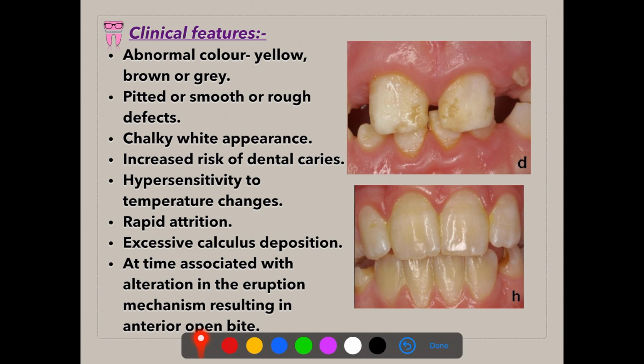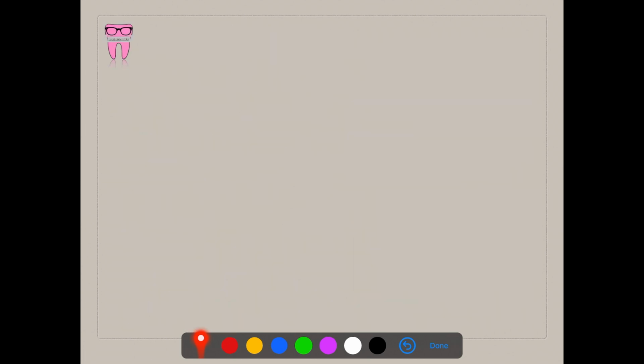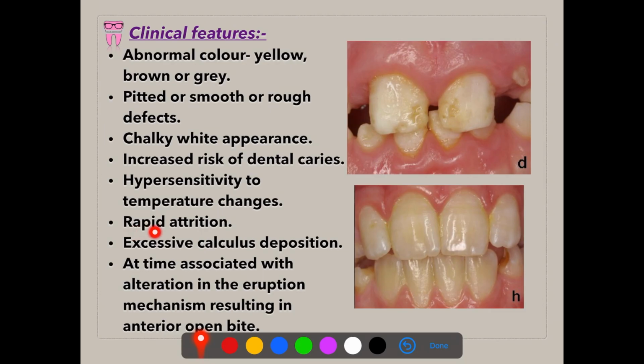There is an increased risk of dental caries. Of course, enamel is resistant to dental caries, and if there are defects in enamel, then teeth are more prone to dental caries. Hypersensitivity: as the enamel is not as hard as normal enamel, it tends to wear off. Hence, the teeth expose dentin and are hypersensitive. Rapid attrition, because the teeth are very brittle. Lack of calcification and lack of mineralization makes them really brittle. Hence, they undergo rapid attrition.